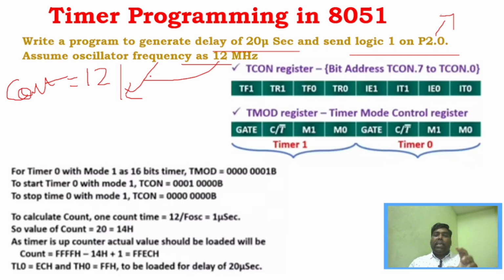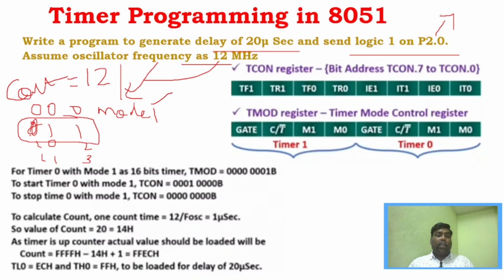Now we will see how to configure the TMOD and TCON registers so that it can produce the 20 microsecond delay. I already said that whenever we write a program, we will use mode 1, because that is the mode where we have the maximum delay. First, we have to select the mode in which we are going to work. We know the options are 00, 01, 10 and 11, which are mode 0, mode 1, mode 2 and mode 3. So for mode 1, I have to make it 0 and 1.